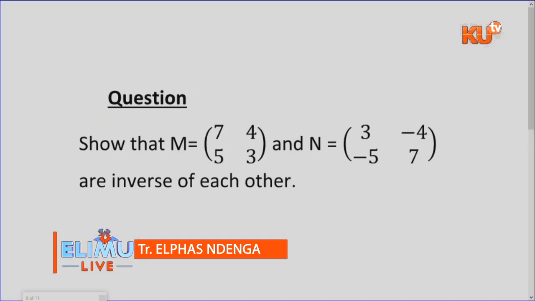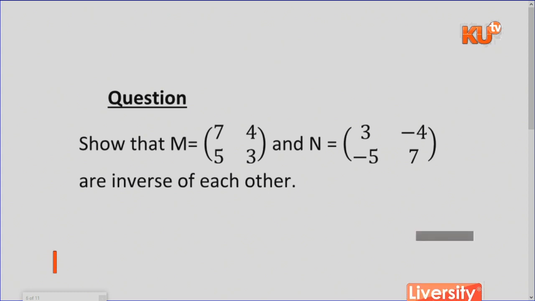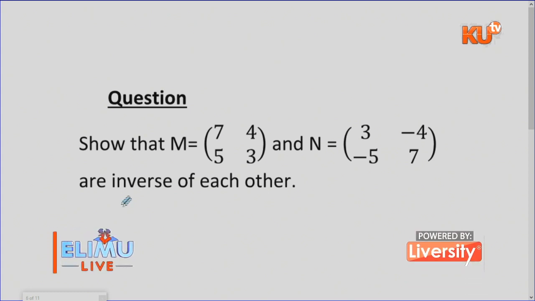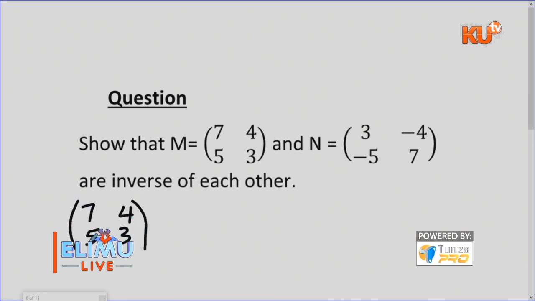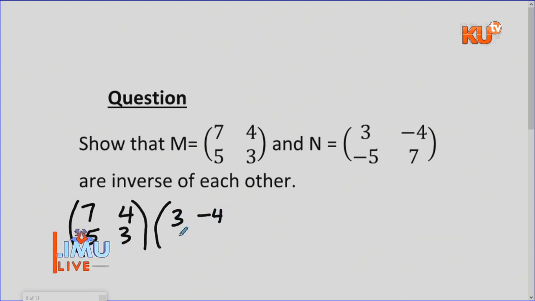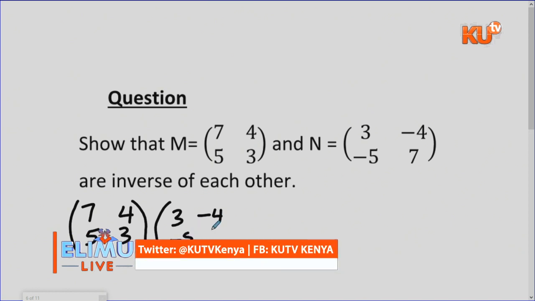So let's see how we'll determine this. We'll take our matrix, which is 7, 4, 5, 3, and then we multiply by 3, negative 4, negative 5, 7.